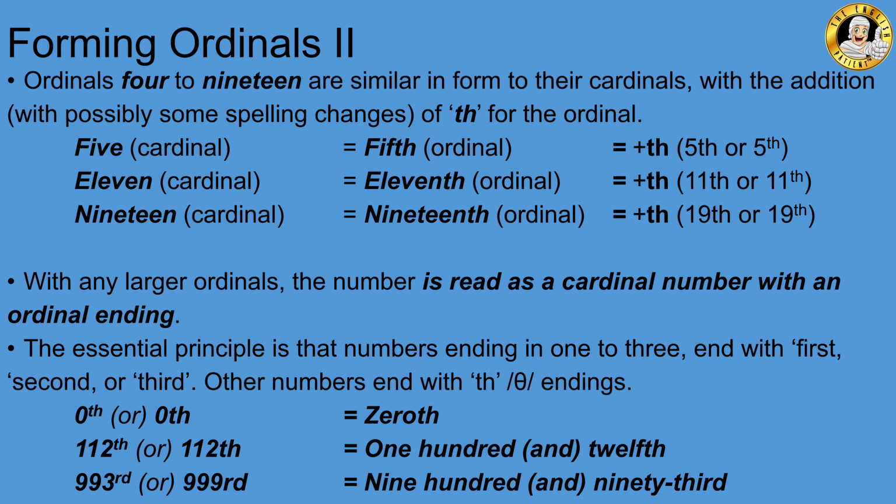112 would become 100, so you're reading it as a cardinal number, and then the last part you'll read as 12th. 112th if you're American, 112th if you're a British English speaker. 993 would become 993rd.